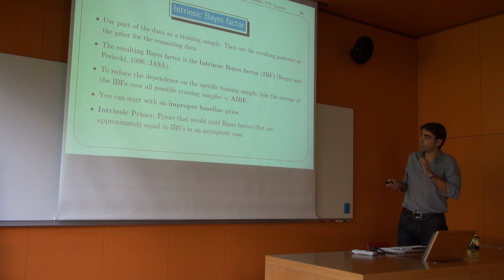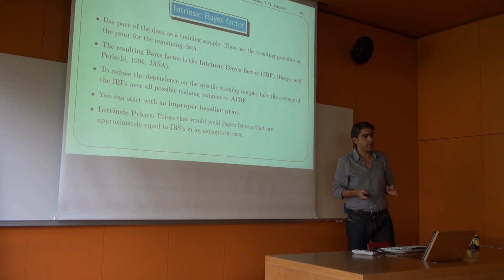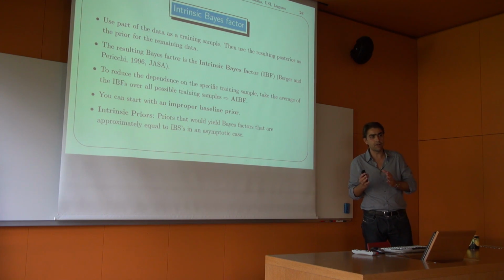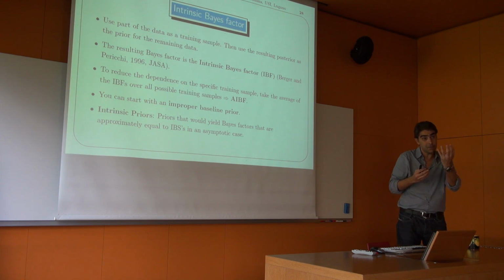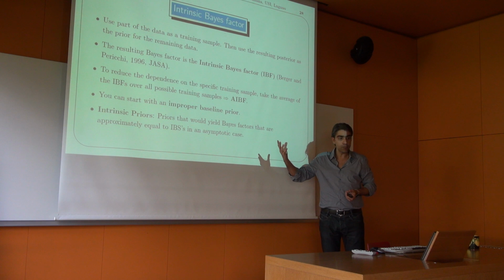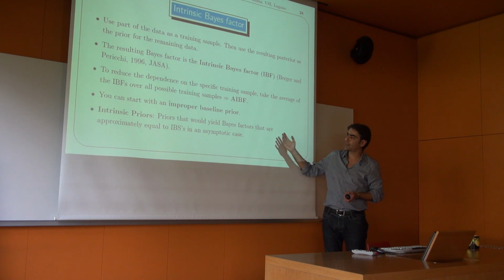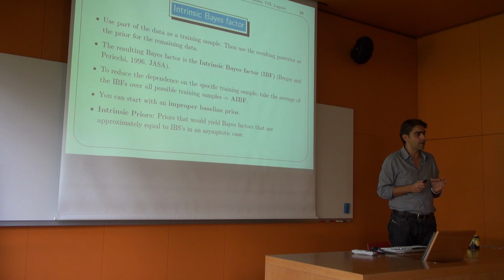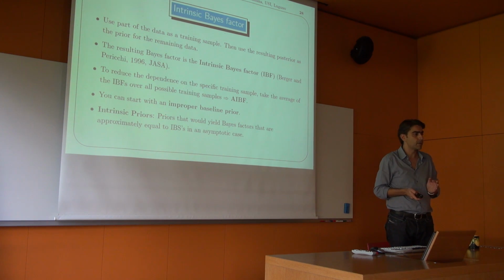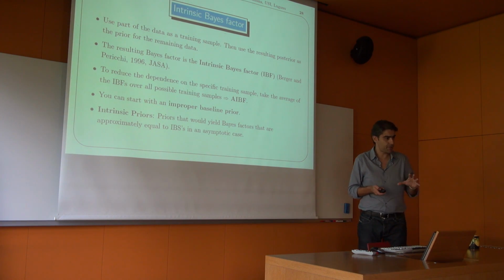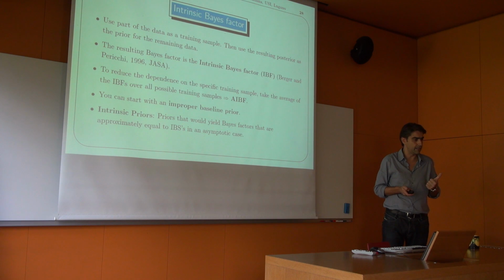But what is really beautiful in this paper is that these two, after introducing the idea of the intrinsic Bayes factor, moved a step further and said: okay, now we have the intrinsic Bayes factor, can we find priors that would yield Bayes factors approximately equivalent to the intrinsic Bayes factor in an asymptotic case? They managed to find those priors, and they call them intrinsic priors. I'm telling you from now, they look very nasty. They don't have a nice expression. They are very difficult to calculate.